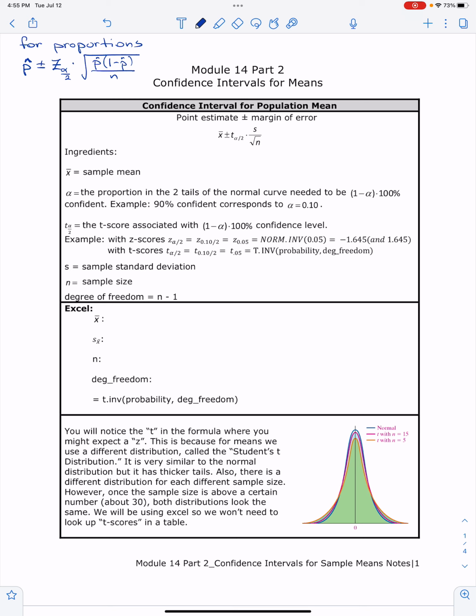Okay. Now we're going to find a confidence interval for a mean. Notice the formula looks similar, right? So we have our point estimate. There is our x bar. That is going to be our sample mean.